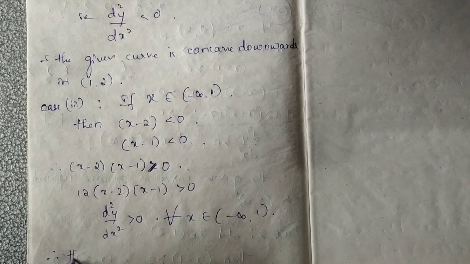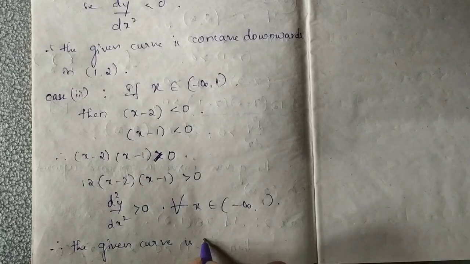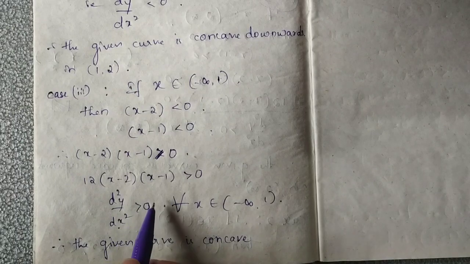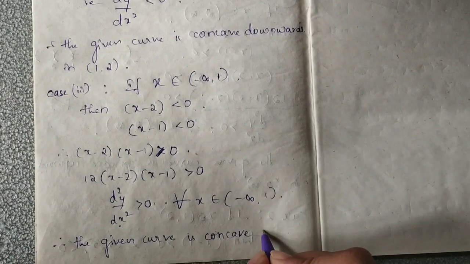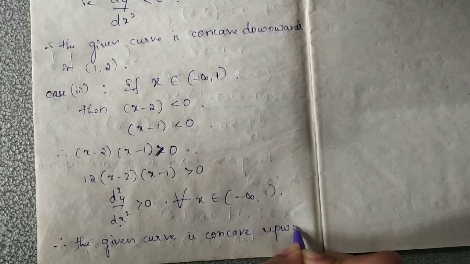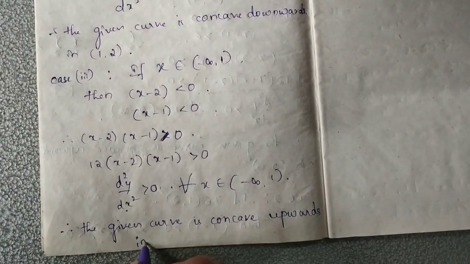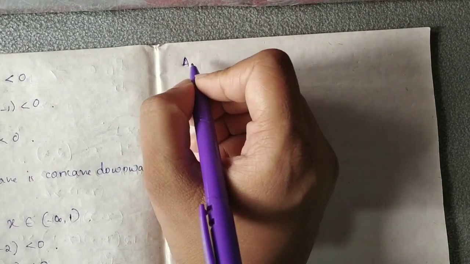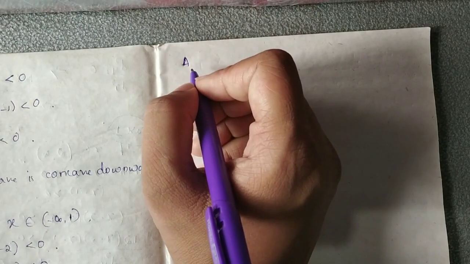So therefore the given curve is concave. Here d square y by dx square greater than 0, which implies the given curve is concave upwards in the interval minus infinity to 1. Okay, this is about the nature of the curve. Now they are also asking to find the points of inflection.